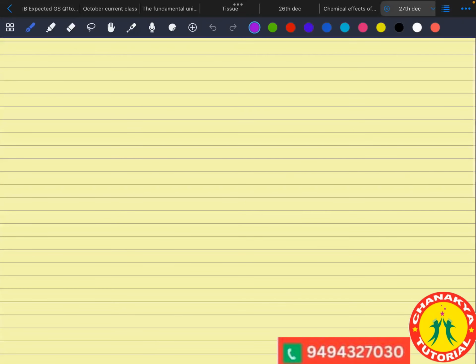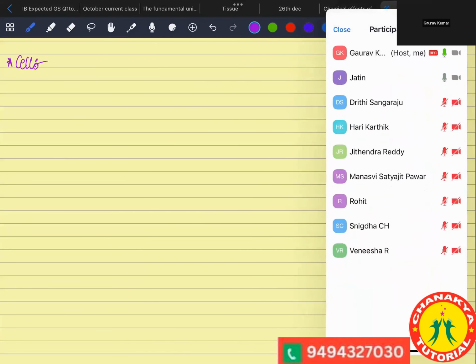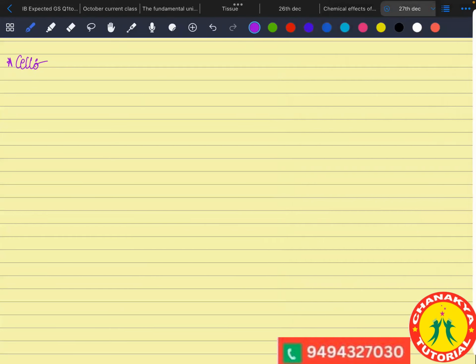Basic about the definition of cell? Do one thing. Rohit, tell the definition of cell so that others also get to know about it. Sir, cell is the structural and functional unit of life.